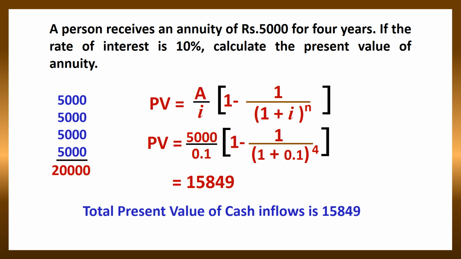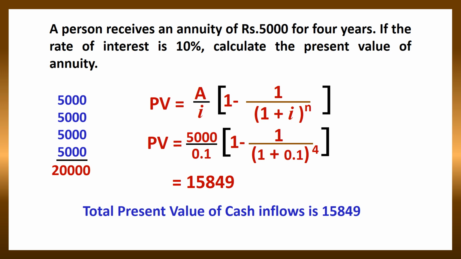So when the person receives 5,000 at the end of first year, that will have more value. And at the end of second year, again he is receiving 5,000. It will get a lesser value. He will not get 5,000 worth from that. And at the end of third year, again he is getting 5,000. The value of that 5,000 is again less. And at the end of fourth year, he is getting another 5,000. The value of that 5,000 is also lesser than the previous 5,000s.